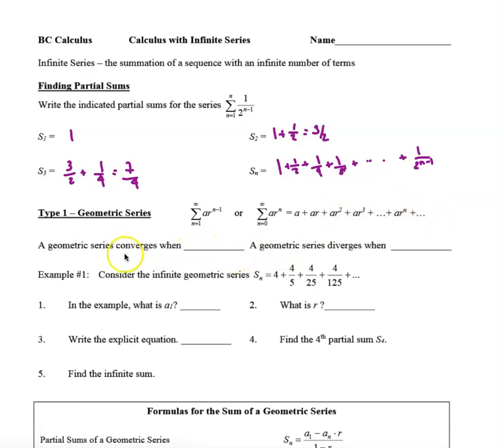An infinite geometric series converges when the absolute value of that common ratio is less than 1. That's the same as saying the common ratio is between -1 and 1. A geometric series diverges if the absolute value of r is greater than or equal to 1. We're now going to consider the infinite geometric series. That couldn't be S sub n if it's infinite geometric. It would just be S.